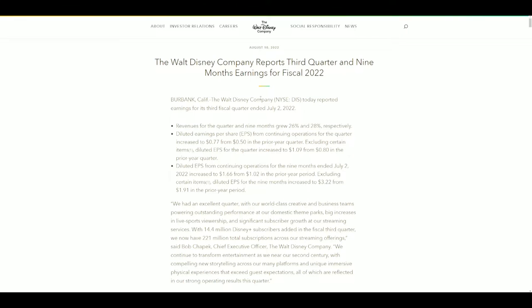So, going into this earnings report, revenue increase. This is part of the stock analyzer tool, so we are focused on the revenue growth. So, for the quarter, year over year, grew 26%, and for the 9 month, grew 28%.